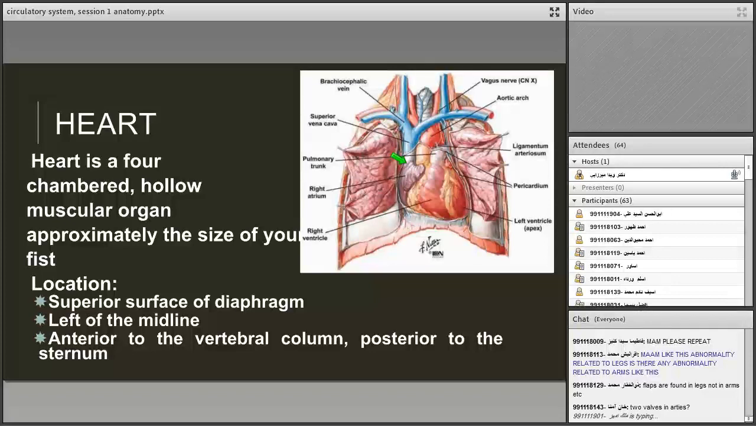Most of the time we are using our hands and moving our hands. So because of that, it is not necessary to have these kinds of valves.